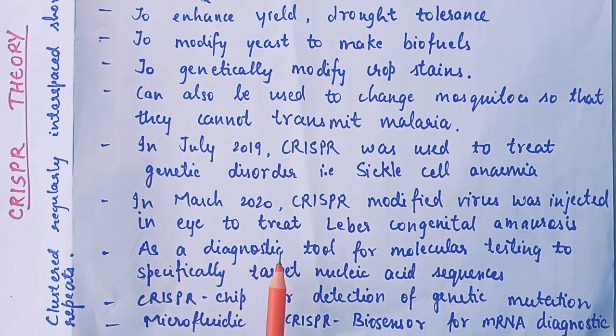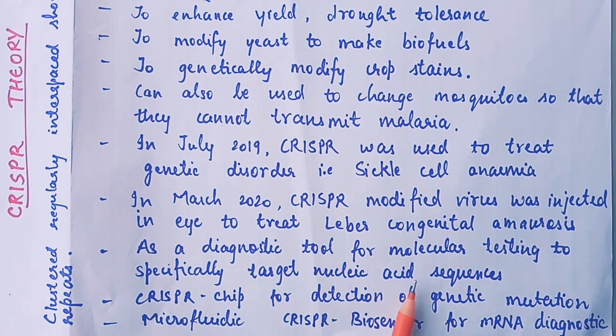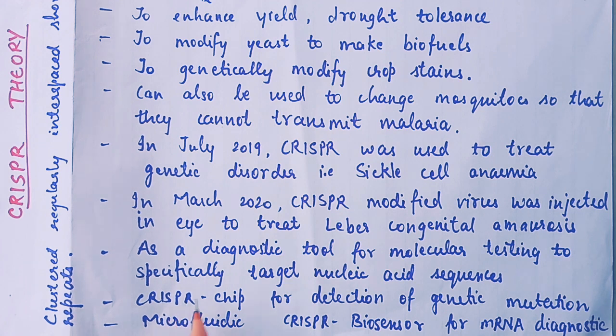Also, it was used as a diagnostic tool for molecular testing to specifically target nucleic acid sequences. CRISPR chip is also used for the detection of genetic mutation, and the new one, the microfluidic CRISPR biosensors, are now used for mRNA diagnostics. So all these are the applications of CRISPR.